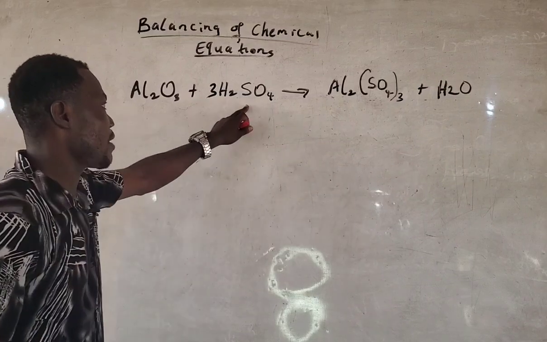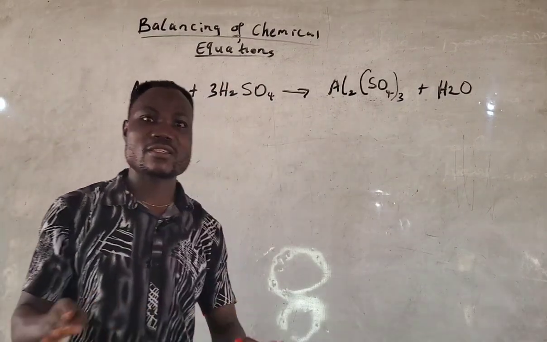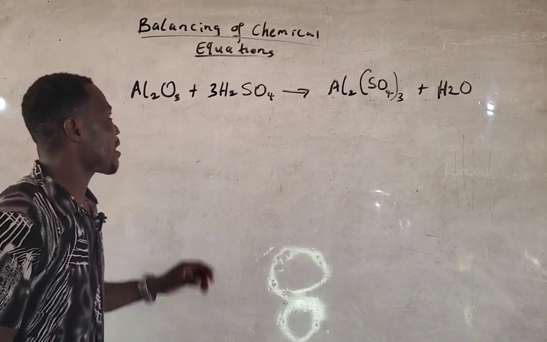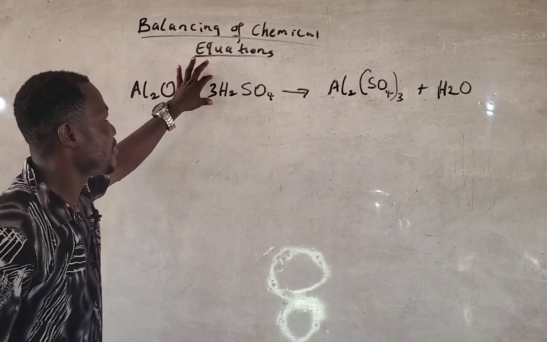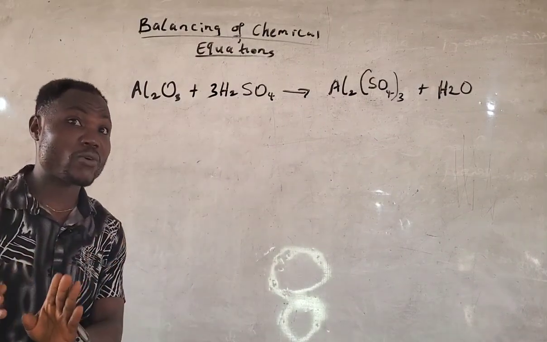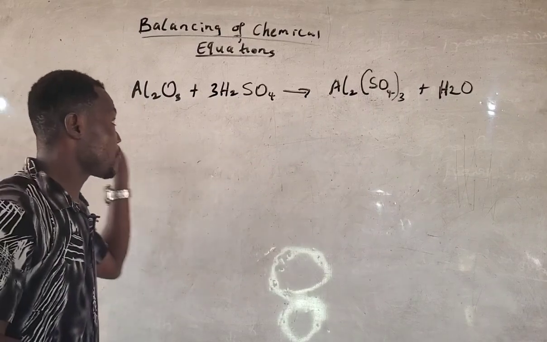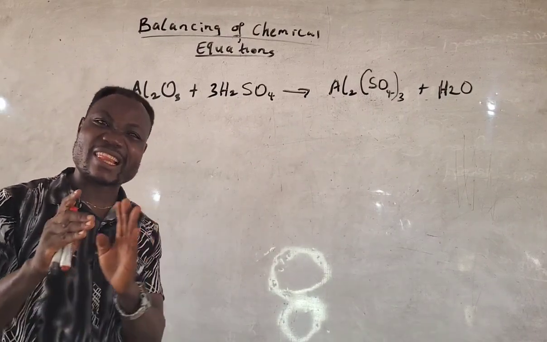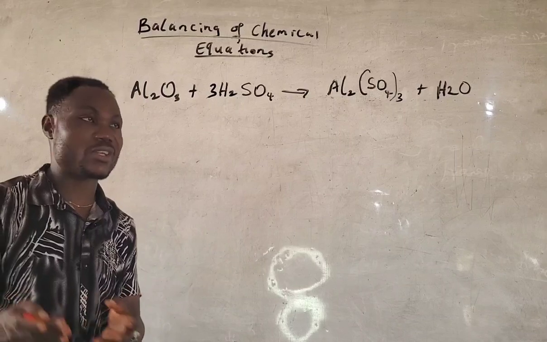So sulfur is now 3 here and 3 here, and that balances sulfur. But you see that by attaching 3 here, it will alter the number of hydrogen. Remember, forget about oxygen first. Since oxygen is present everywhere, it will be the last one to balance after you have balanced others.